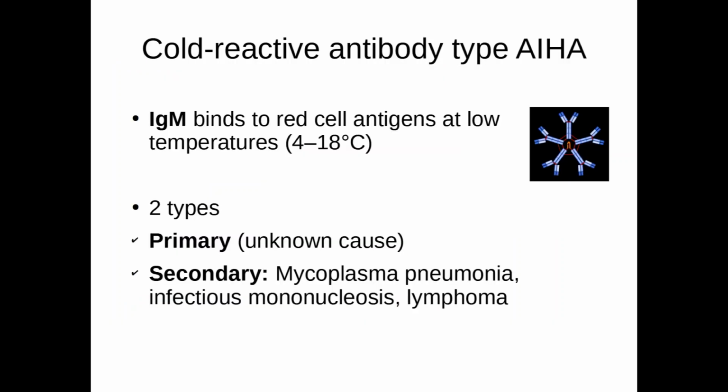In cold reactive antibody type of AIHA, the antibody that plays a major role is the IgM, and this IgM binds to RBCs at a low temperature, that is 4 to 18 degrees Celsius. That is why this is called cold type of AIHA. Again, here two types are there. One is primary, the other is secondary. Primary type has no known cause, whereas secondary type of AIHA, cold type, has multiple infections as causes, namely mycoplasma pneumonia, infectious mononucleosis, and also some malignancies like lymphoma.